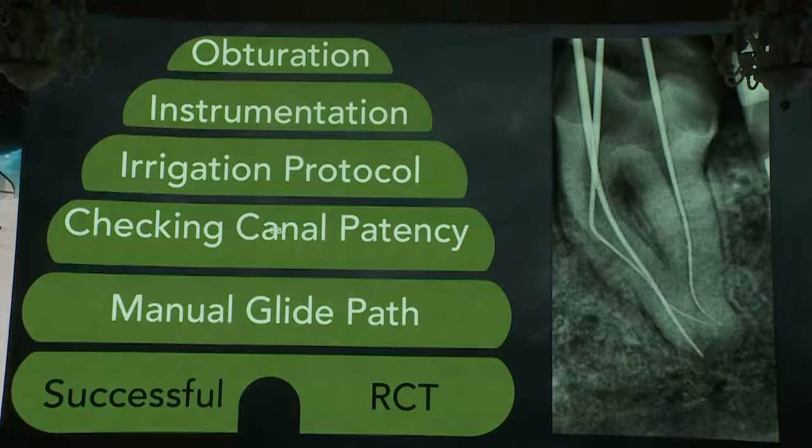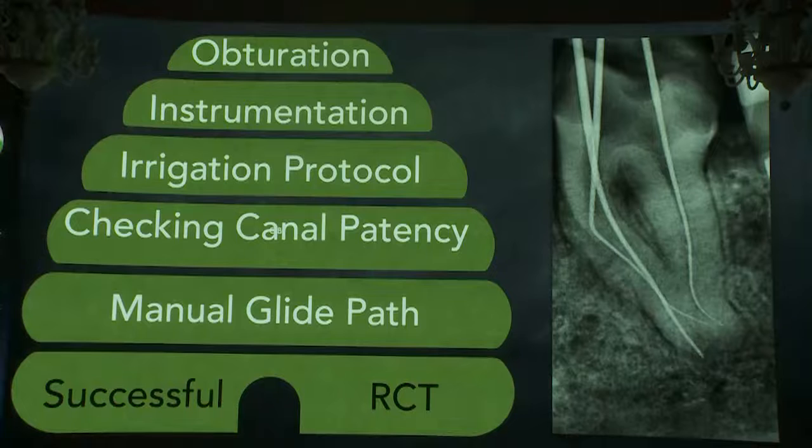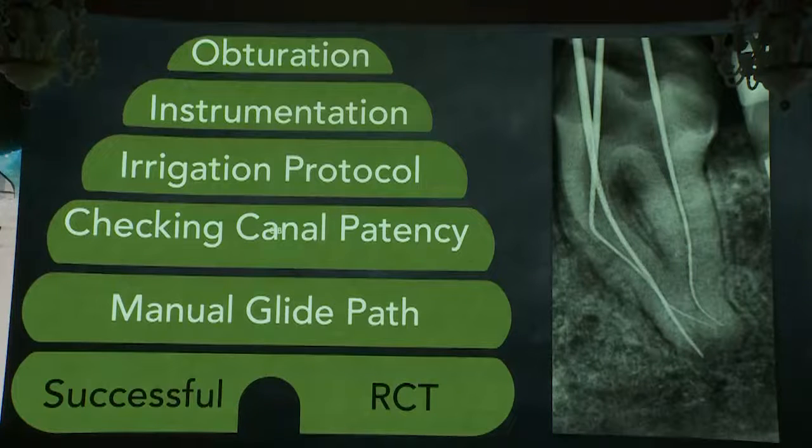Okay? So, you have to perform a manual glide path before starting rotary instrumentation. You have to check canal patency. You have to consider your irrigation protocol, which is very important, especially irrigant activation, because you cannot reach all the hard to reach areas without irrigant activation to remove all the debris, necrotic and vital debris from the accessory and lateral canals.